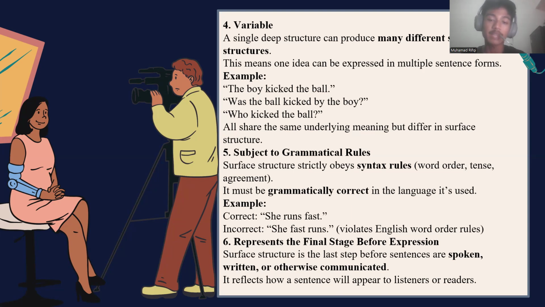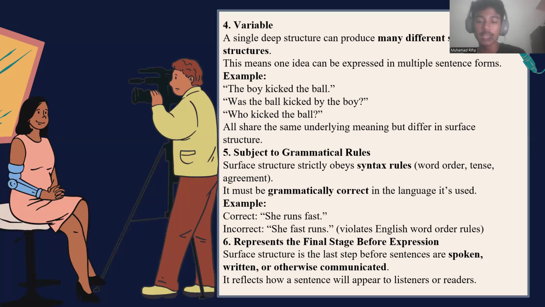The next, subject to grammatical rules. Surface structure strictly obeys syntax rules: word order, tense, agreement. It must be grammatically correct in the language it's used. Example, correct: she runs fast. Incorrect: she fast runs, which violates English word order rules.